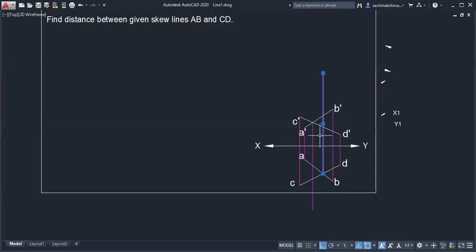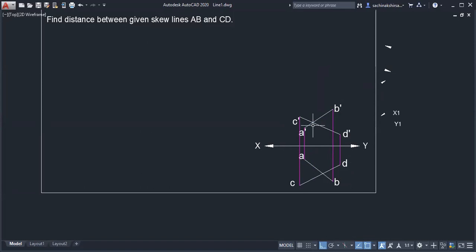These two lines: the point of intersection is not lying on a single projector. We can say single projector will be the correct word. So these are skew lines. Shall we solve this problem immediately? Yes, sir. So what is our aim?